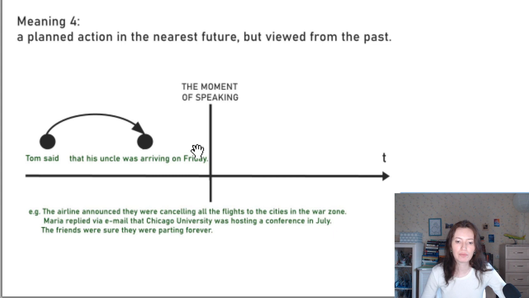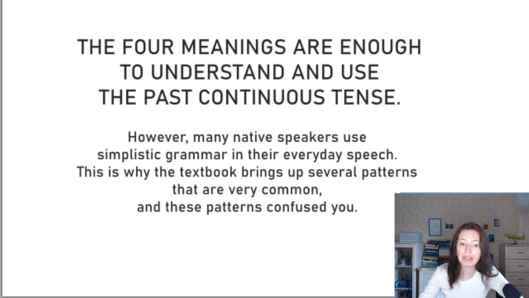And now another example is from a newspaper article which I have recently seen. The airline announced they were cancelling all the flights to the cities in the war zone. This is about Syria. And then this airline plans to cancel the flights. Right now, right at that moment, the flights were still in action, they were still effective, but they announced that they were canceling the flights in the nearest future, and it was planned, right? So basically this is it. So you have 4 meanings, they're very easy and nice, and you don't need much context to understand them.